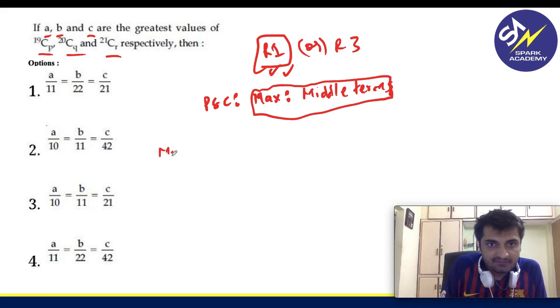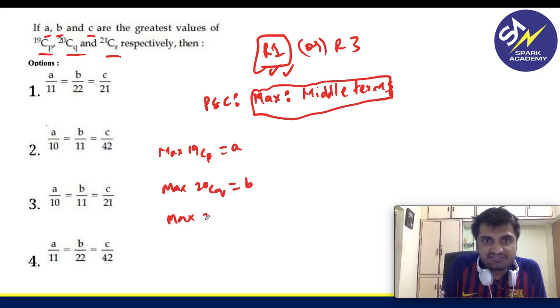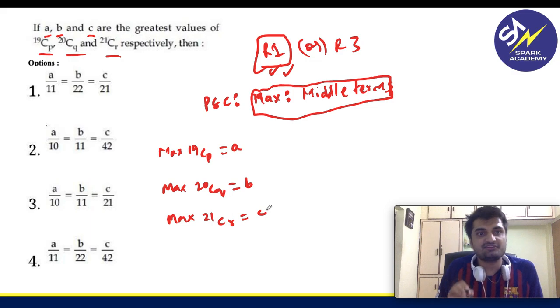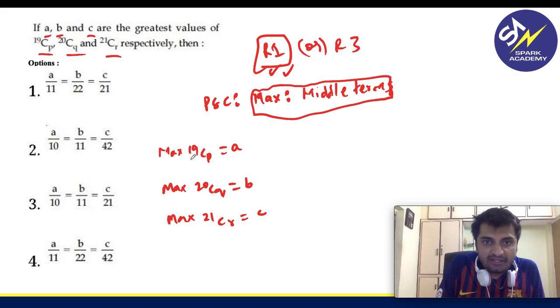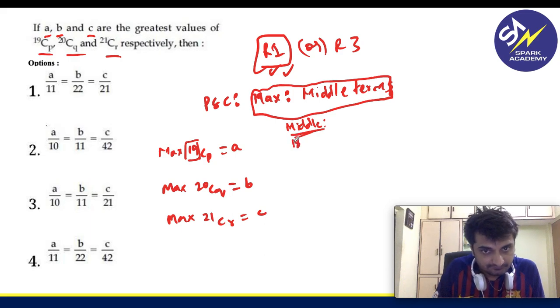He's saying maximum of 19Cp is A, maximum of 20Cq is B, maximum of 21Cr is nothing but C. So what will be the middle term here? Here I will write middle term. Middle term is 19 by 2, 18.5, correct? So either it will be 18, so 8.5. So either it is 8, correct?